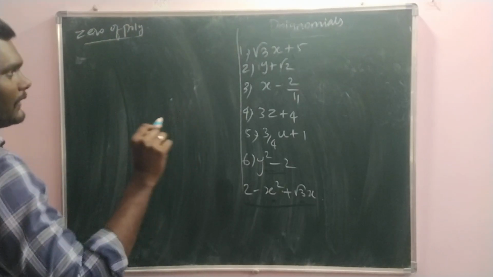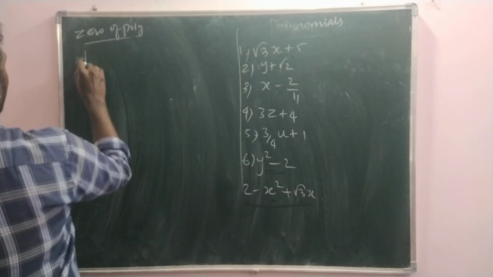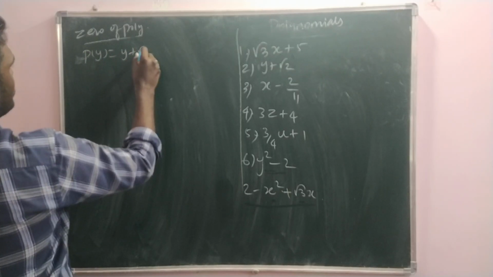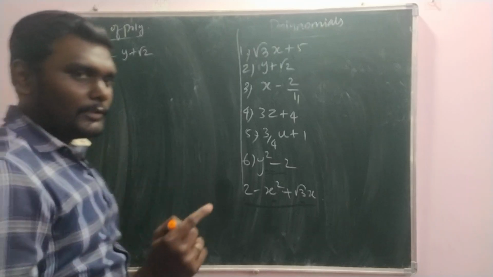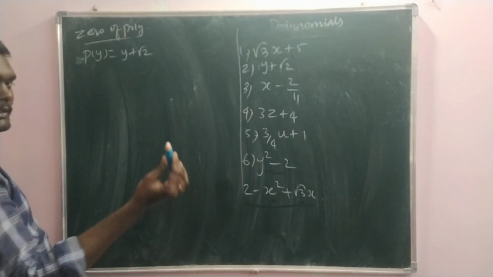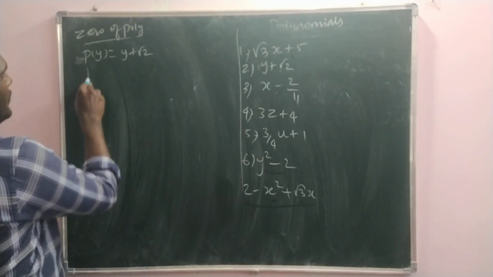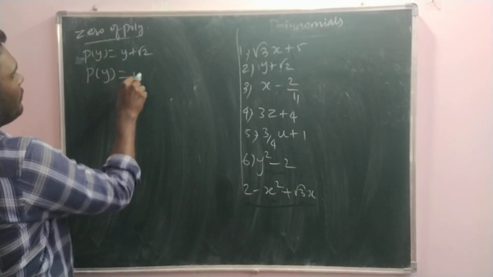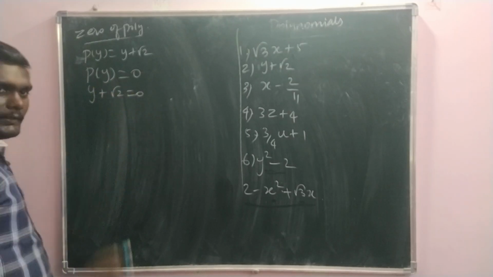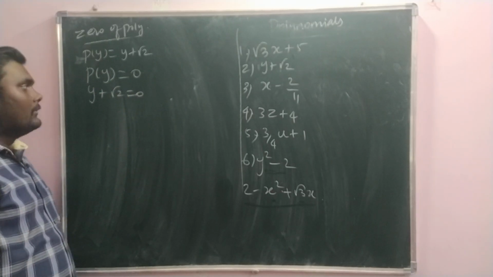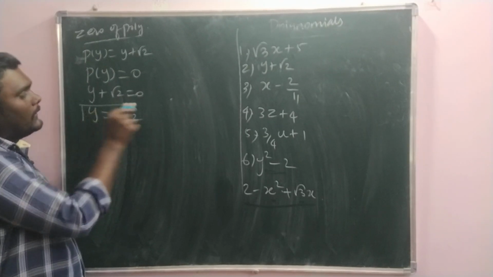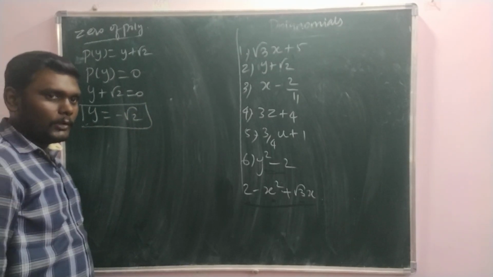For what value of x the polynomial becomes 0? For example, take this polynomial p of y is equal to y plus root 2. There are two methods, one is the substitution method and another one we can solve like that. So here, the first step to find the 0 of a polynomial is, you have to equate p of y equal to 0. That is nothing but y plus root 2 equal to 0 and then solve this equation accordingly. So here, y is equal to minus root 2 is the 0 of the polynomial.